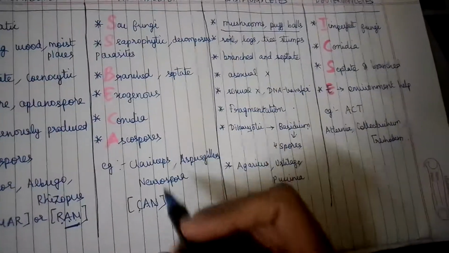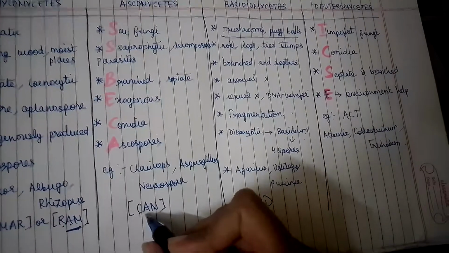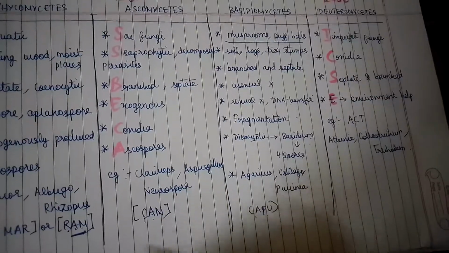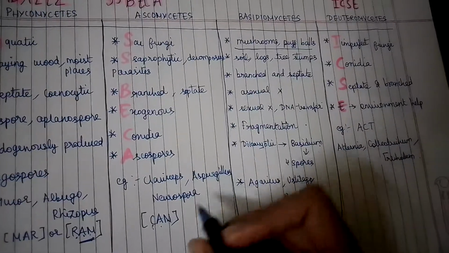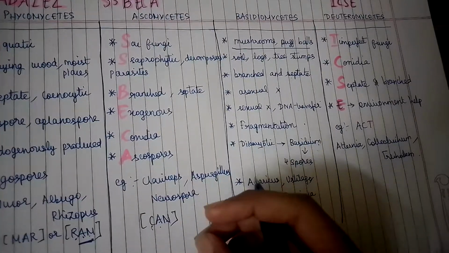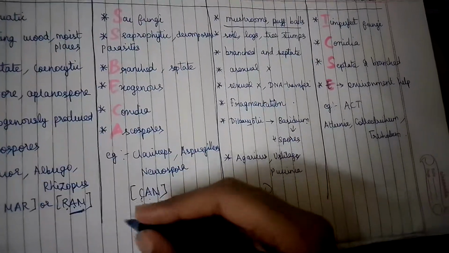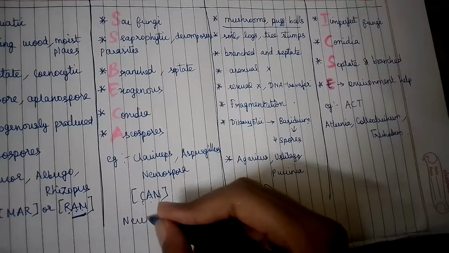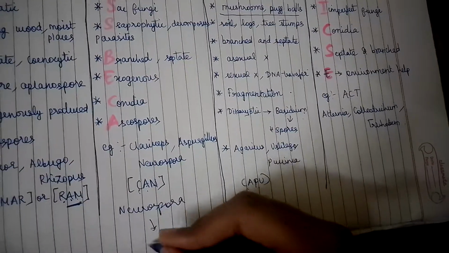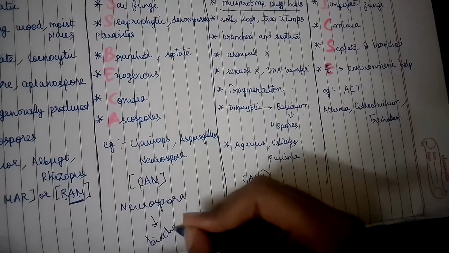The example is CAN, like water can, remember it like that. CAN means claviceps, aspergillus and neurospora. And if you want to note down one more point, neurospora is extensively used for biochemical and genetic work. If you want, you can note down this point, which is very, very important. Neurospora is generally used for biochemical and genetic work.